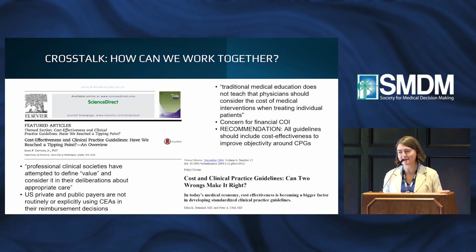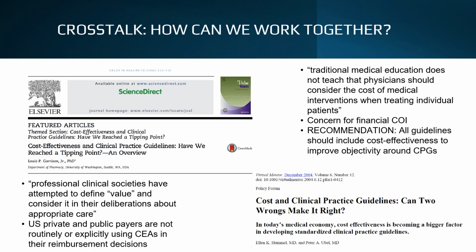So how can we work together? And this is the crosstalk part. This was a really fun exercise because Lou Garrison was my senior advisor on my PhD, so it was awesome to see that he had published this. Have we reached a tipping point? Professional clinical societies have attempted to define value and consider it in their deliberations about appropriate care. But we do know the US has not been routinely or explicitly wanting to know the value or cost of things. And it's very hard in our market here in the US to know the actual cost of things. We have insurers and middle people, and it's very, very challenging to understand that.